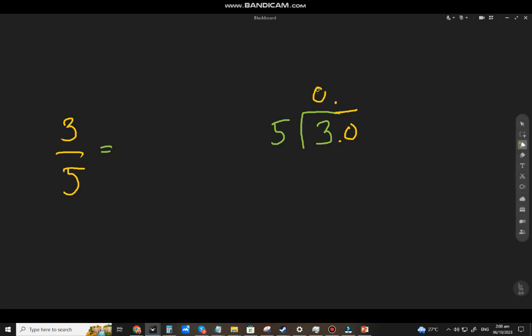Right? So 30 divided by 5, that will be 6. So 6 times 5, that will be 30. 30 minus 30 is 0, and that is already the final answer. 3 over 5 is 0.6.